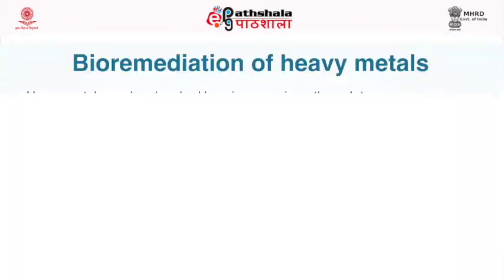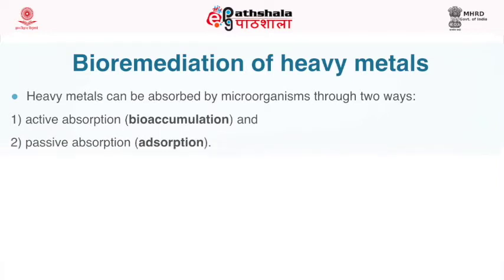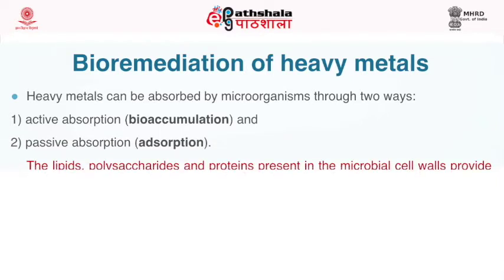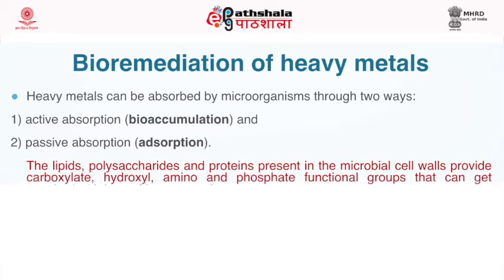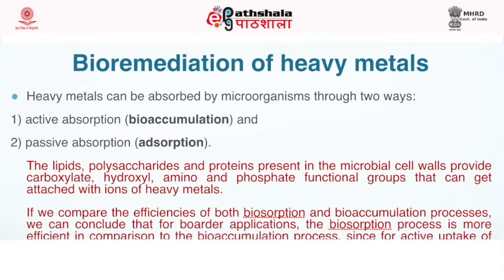Now let me see bioremediation of heavy metals in a little detail. Heavy metals can be absorbed by microorganisms in 2 ways: by active absorption, which is called bioaccumulation, and by passive absorption, which is called adsorption. The lipids, polysaccharides and proteins present in the microbial cell walls provide carboxylate, hydroxyl, amino and phosphate functional groups that can get attached with ions of heavy metals.